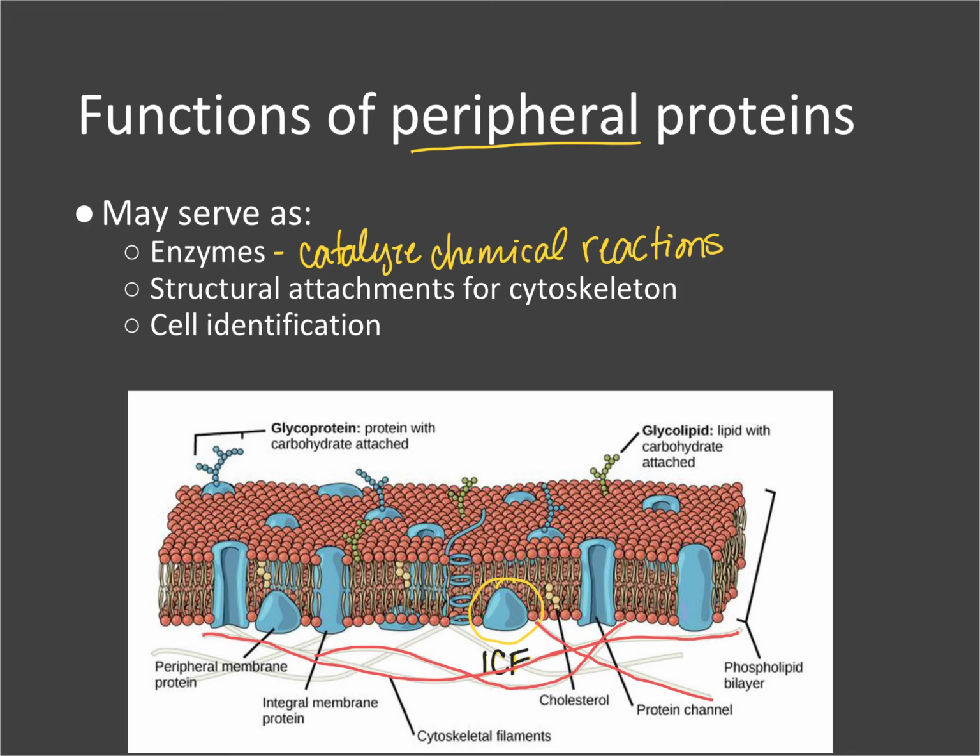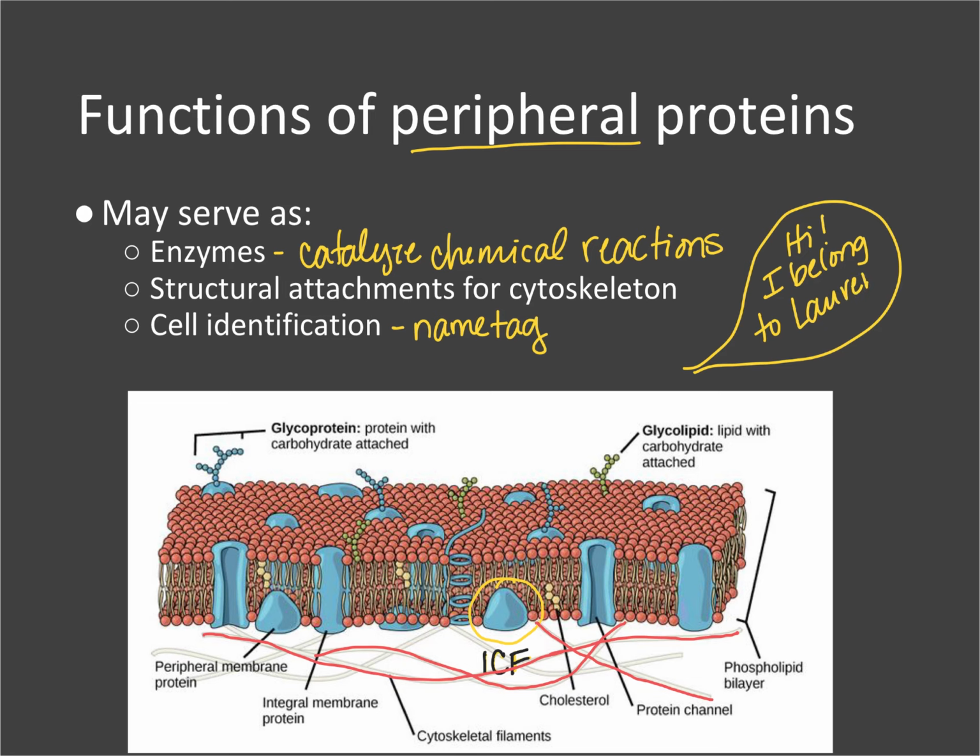Peripheral proteins are also involved in helping to give the cell identification. So you can kind of think of this identification as almost like a name tag. So kind of identifying the cell as belonging to an individual. So it's kind of like, hi, I belong to Lauren. So all of my cells have an identifier that identifies them as belonging to me. Now, someone else's cells are going to have a different name tag or a different identifier.